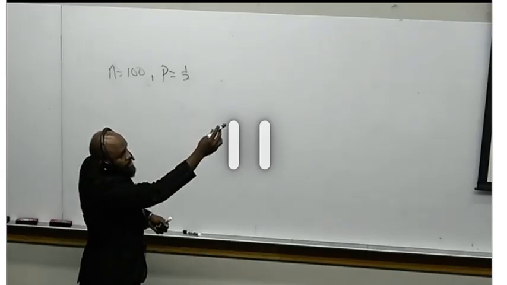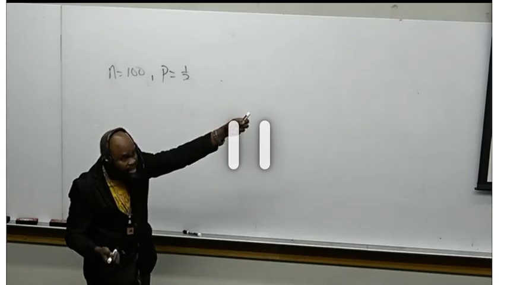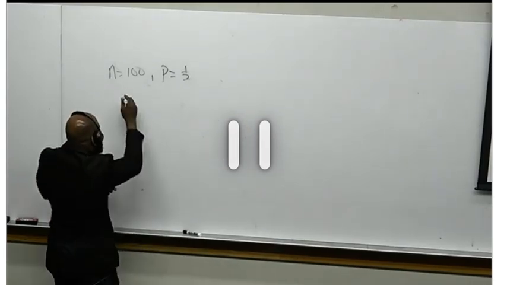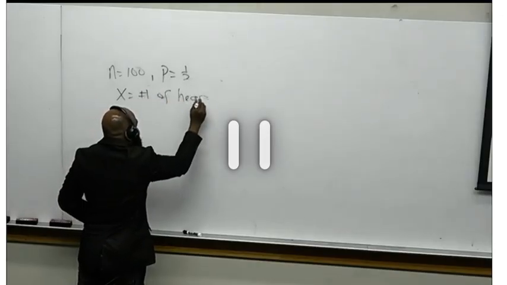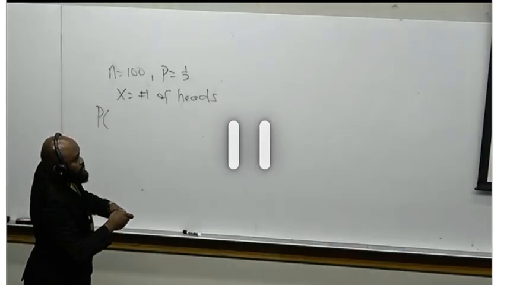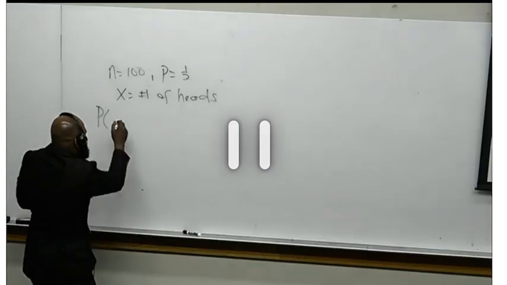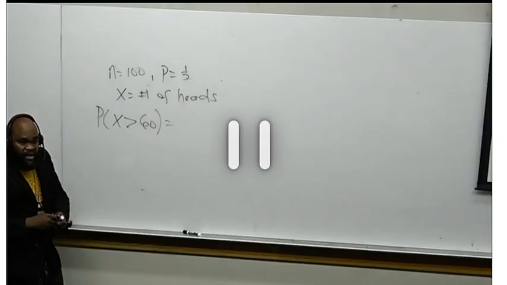Now here, my x is the number of heads because that's what they're interested in. They said, what is the probability there will be more than 60? So x is the number of heads, and you want to find the probability of the number of x greater than 60. That is what you want to find. And of course, go ahead.